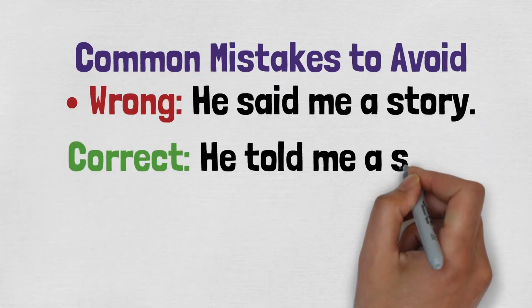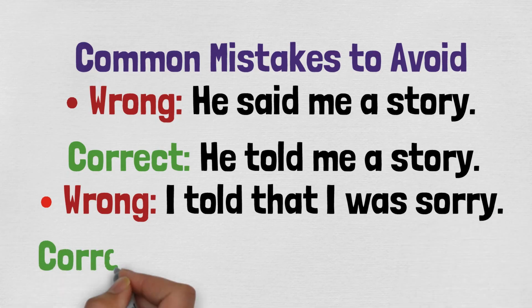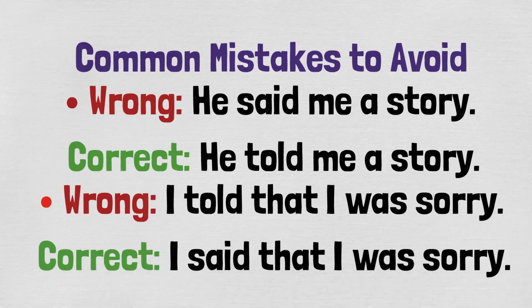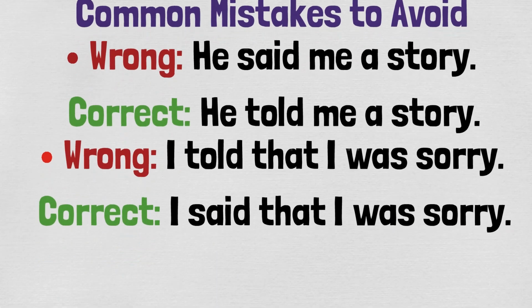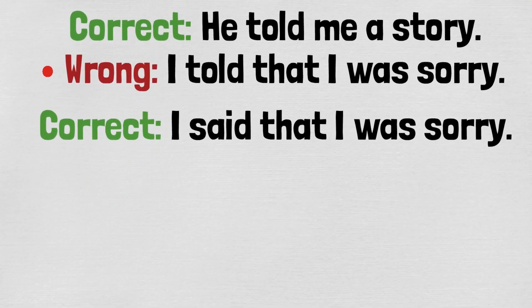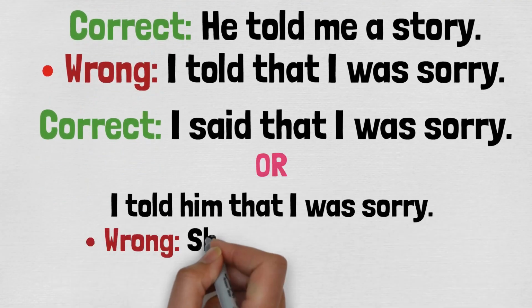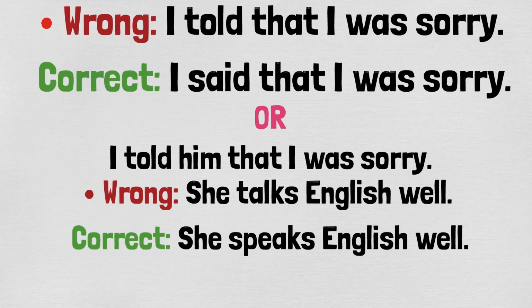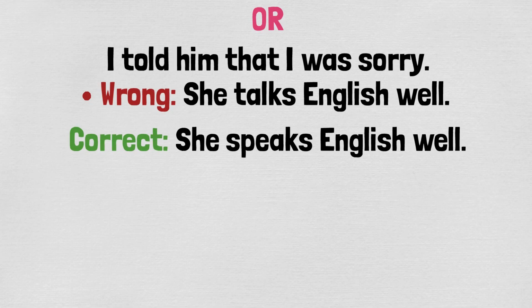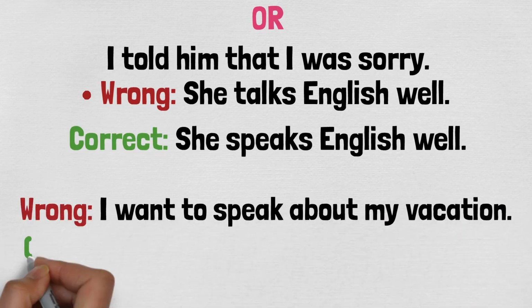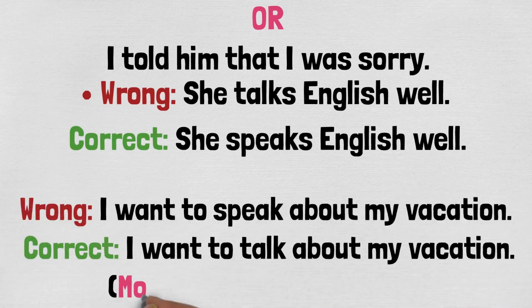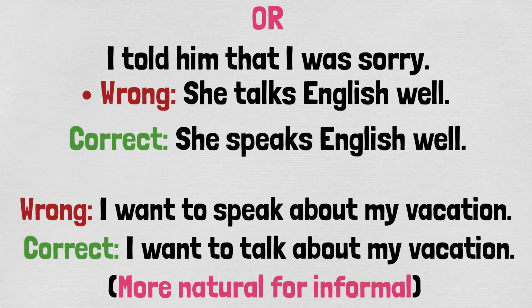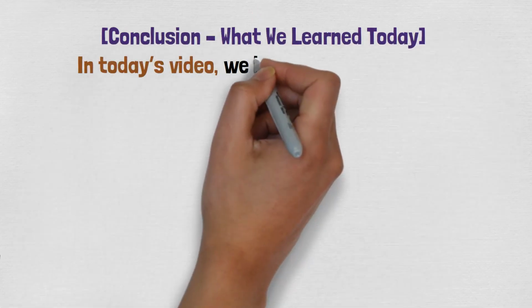Common mistakes to avoid. Wrong. He said me a story. Correct. He told me a story. Wrong. I told that I was sorry. Correct. I said that I was sorry. Or I told him that I was sorry. Wrong. She talks English well. Correct. She speaks English well. Wrong. I want to speak about my vacation. Correct. I want to talk about my vacation. More natural for informal.